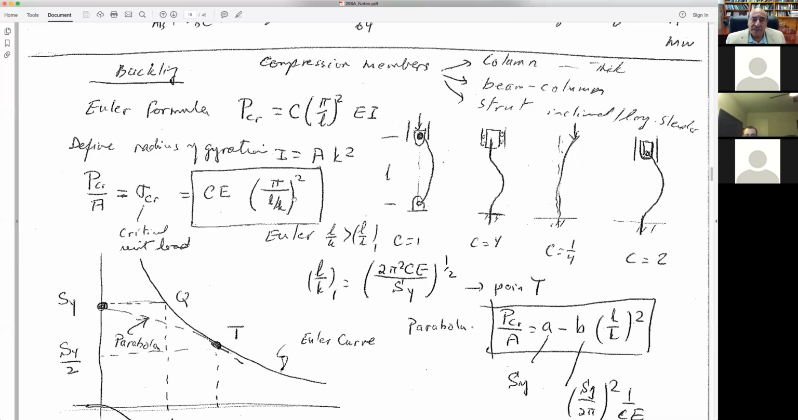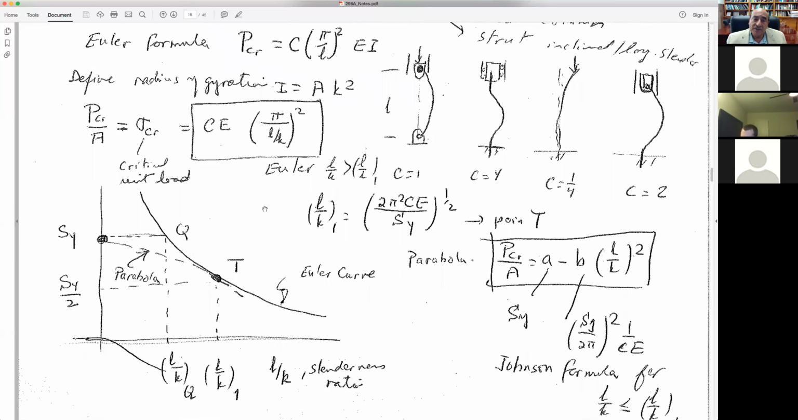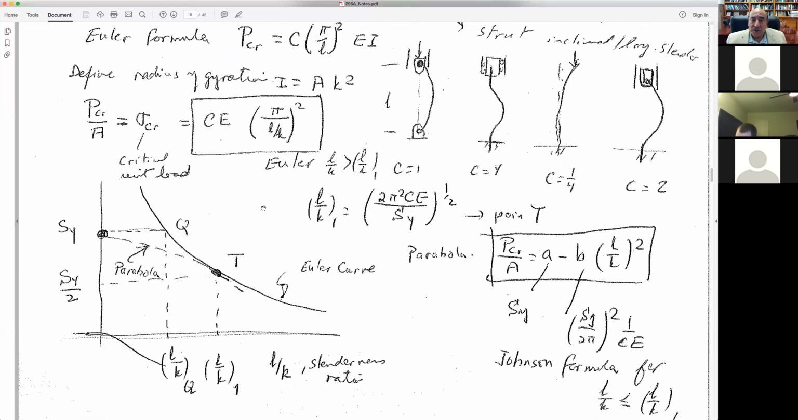That gives us the critical stress as proportional to the elastic modulus times pi squared over a dimensionless length, L over K. That's called the slenderness ratio. If L over K is very large, then we have Euler buckling. If it is small, then we have yielding. The transition between Euler and yielding is when we take that stress to be half of the yield point.